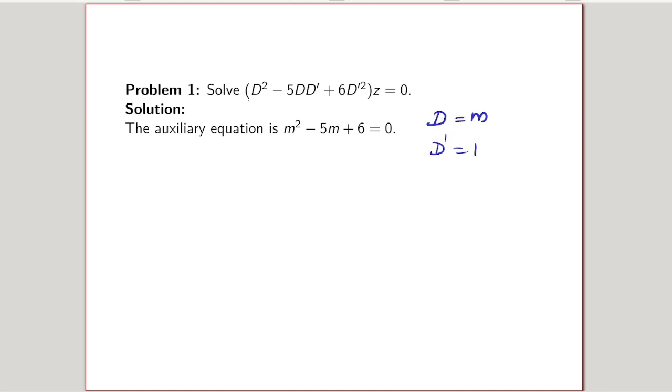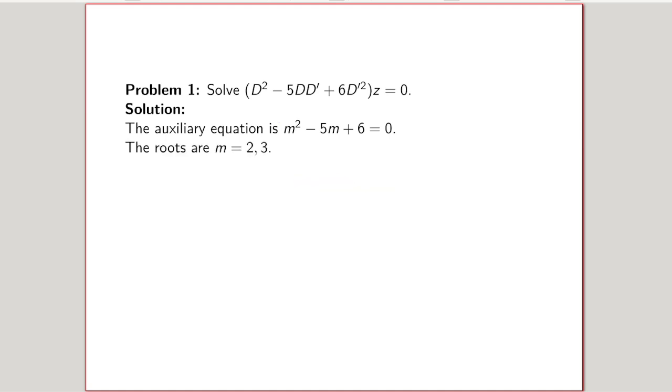If I replace the first term with m, I'll get m². The second term, D with m, gives this one. D' into 1 will be the same thing. If I put D' as 1, 1 square will be 1, so it is plus 6. Now if we factorize this equation, we get (m − 2)(m + 3) = 0. So now our roots are m = 2, 3.